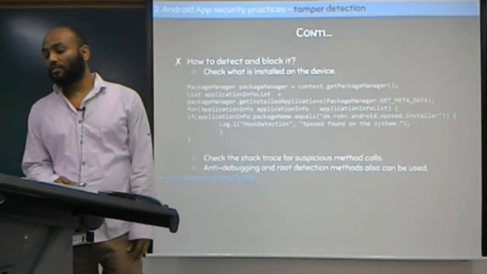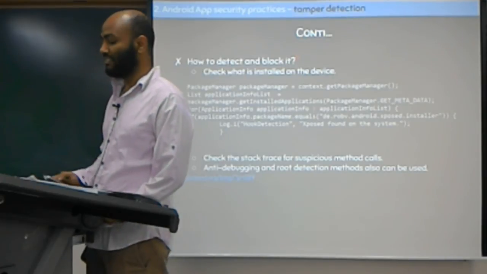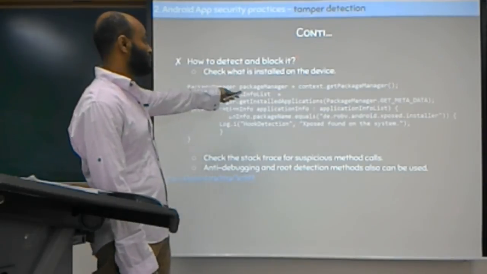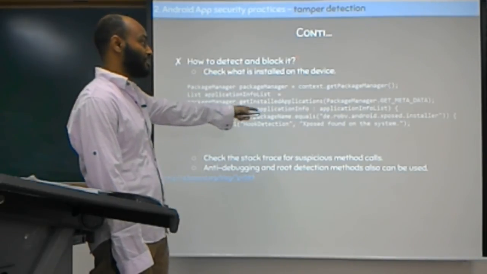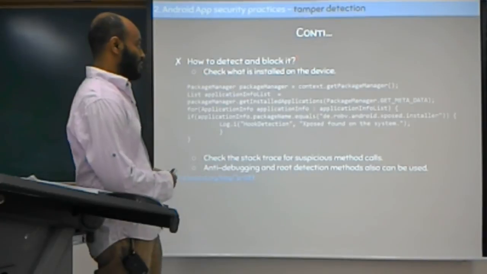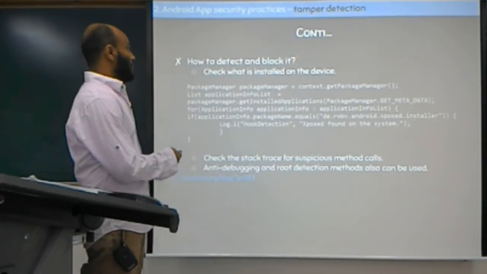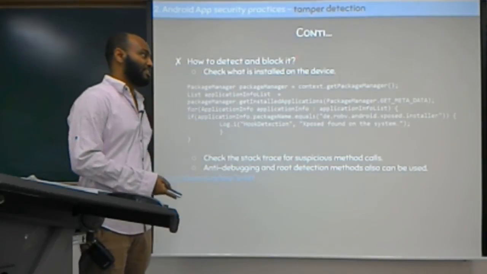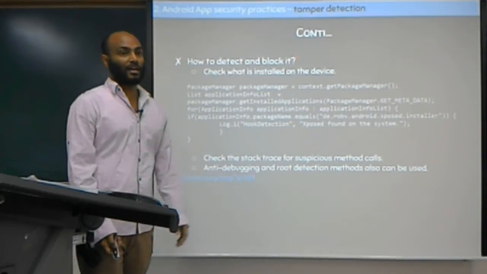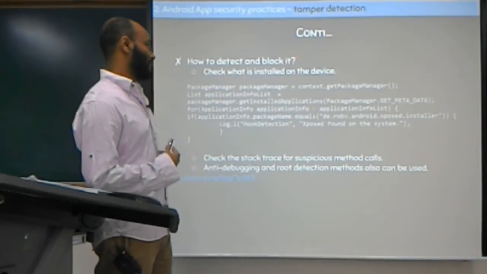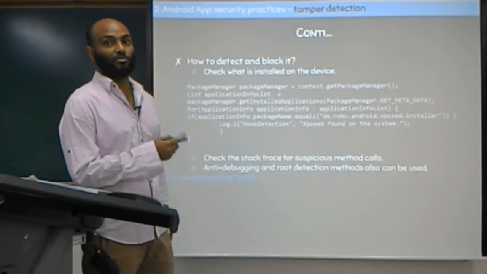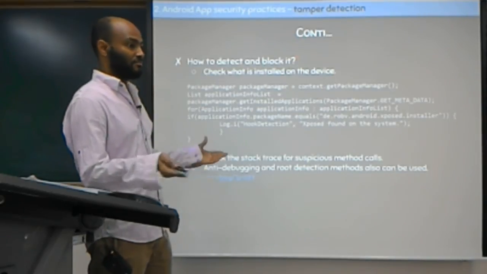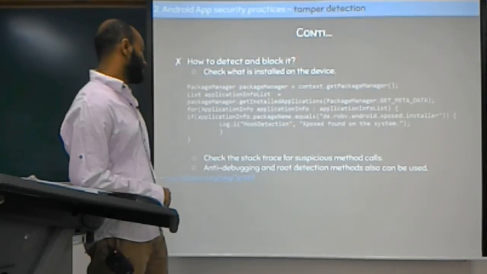So how do we detect and block it? The easiest one is to check whether there is an installed package, like the Xposed package, installed on the device. We can get all the running processes and check if there is Xposed in it. Then we can say that someone is trying to hook our application and block it.